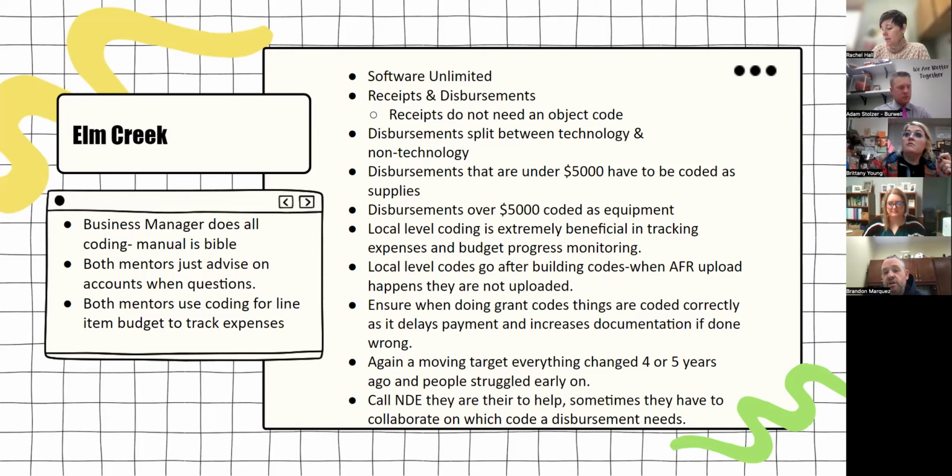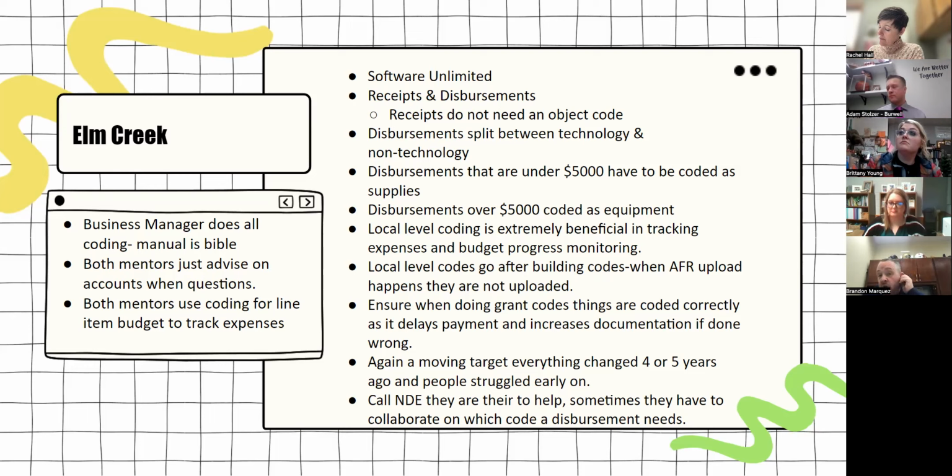Disbursements that are under $5,000 have to be coded as supplies. And if it's above $5,000 for equipment, it's coded as equipment. So the example she used, if you buy 3 refrigerators for the kitchen and it's $6,500, it would have to be coded as supplies because each one has to be over $5,000. So that was kind of interesting.